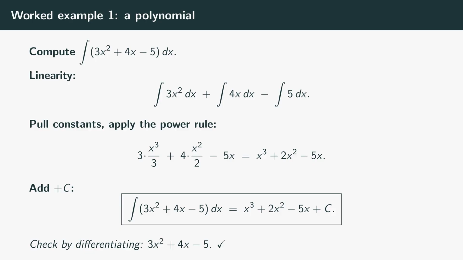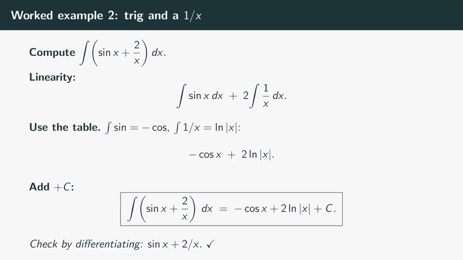Quick sanity check. Differentiate the answer. Derivative of x cubed is 3x squared. Derivative of 2x squared is 4x. Derivative of minus 5x is minus 5. Derivative of c is 0. Sum it. 3x squared plus 4x minus 5. Matches the integrand. Antidifferentiation is a puzzle, but you can always check the answer by differentiating, and you absolutely should. Every time. It's free.